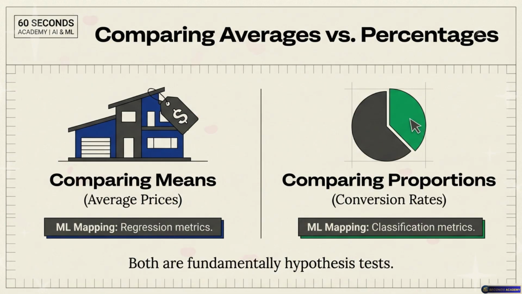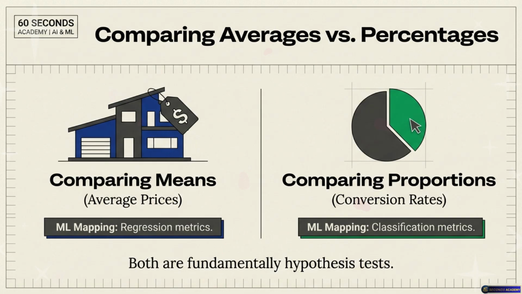These two scenarios perfectly represent the two massive foundational branches of data types you will encounter in any engineering role. Predicting house prices involves continuous numerical data. A house price can be any value across a massive spectrum. When you analyze this, you are comparing averages. In statistics, we call this process comparing means. You are mathematically asking, is the mean house price in neighborhood A statistically different from the mean house price in neighborhood B? Because a house can cost $300,000 or $300,050. It exists on a fluid, continuous scale.